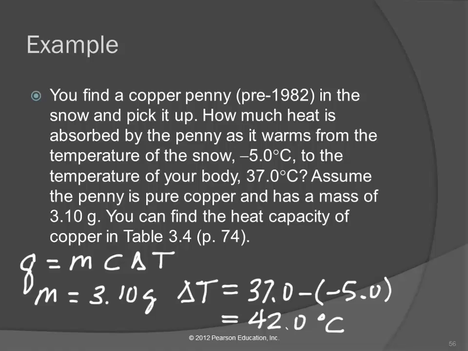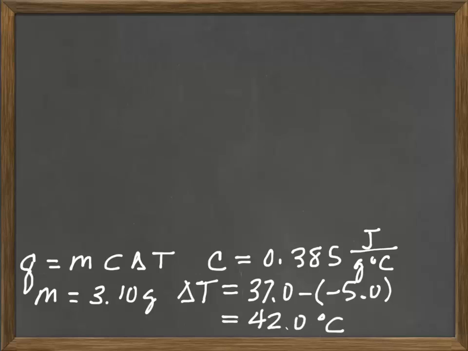0.385. So we look up C, and the units are joules per gram degree Celsius. Let's see if this will work. Yes, good. Made the question disappear, so I have more room. Okay, so now we just need to plug these into our equation.